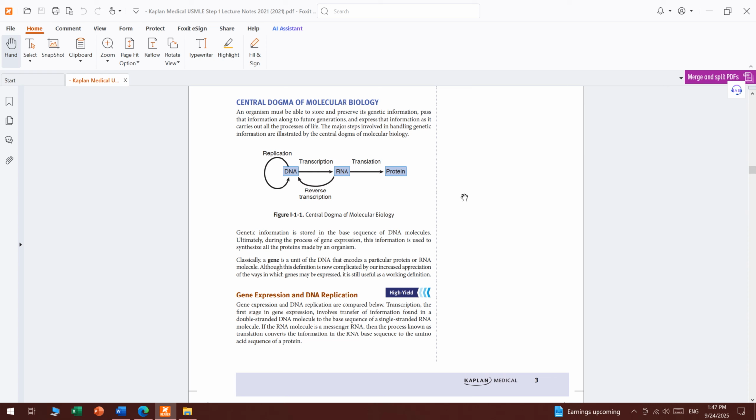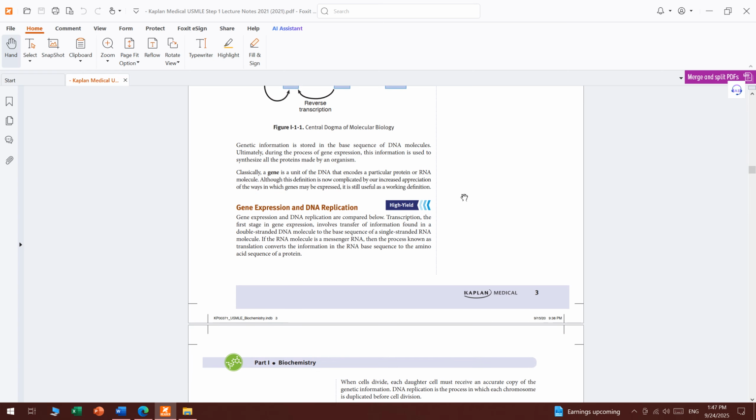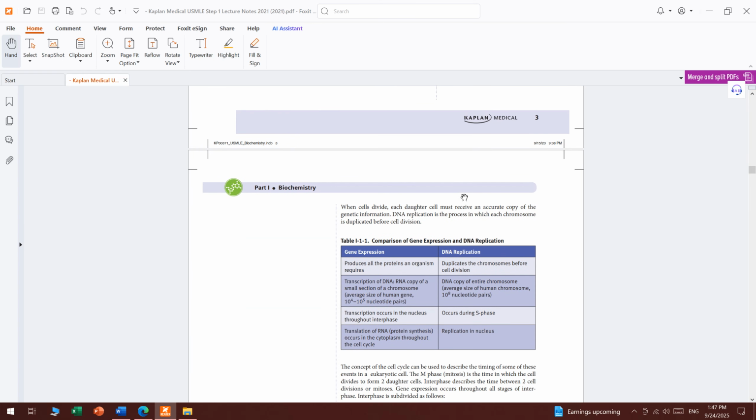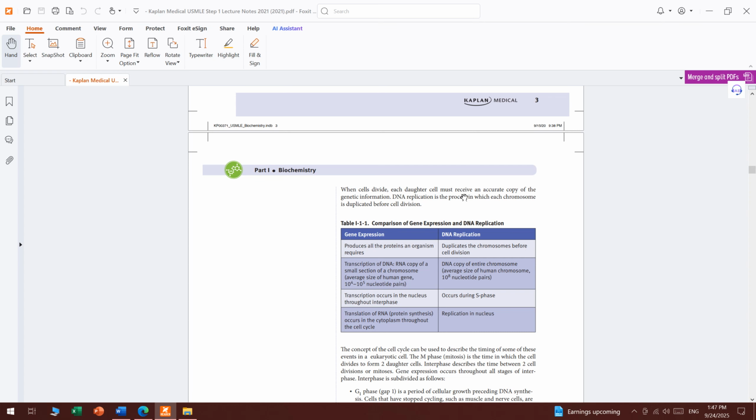1. Transcription. This is the first stage, where the genetic information from a specific, relatively small section of a double-stranded DNA molecule is transferred to the base sequence of a single-stranded RNA molecule. For instance, an average human gene might be 10^4 to 10^5 nucleotide pairs long. In eukaryotic cells, transcription primarily takes place in the nucleus and occurs throughout the interphase.